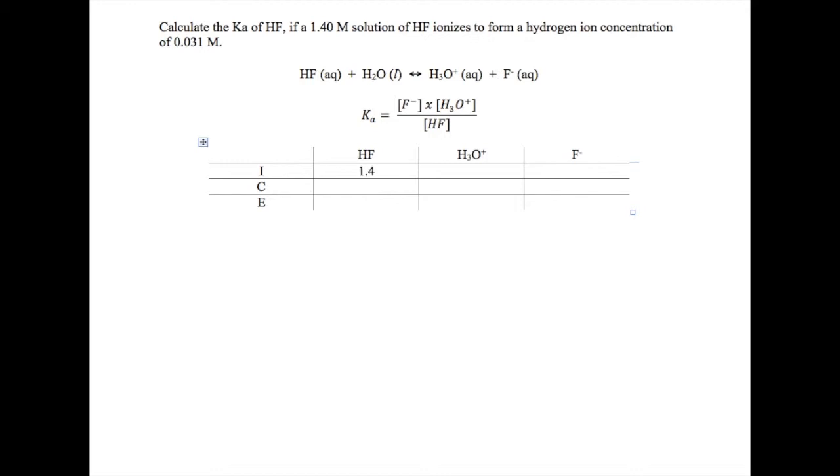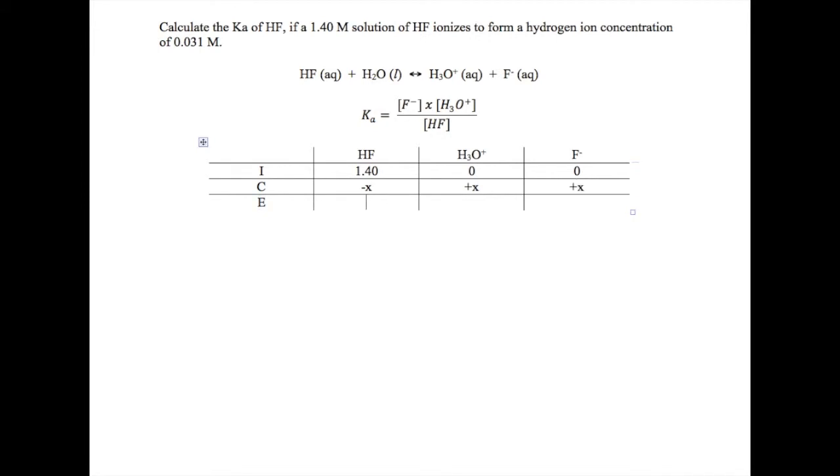The next thing we need to do is develop an ice chart. The ICE stands for Initial, Change, and Equilibrium. We must determine the values of the initial concentration for the weak acid, for the hydronium ions, and for the conjugate base. Notice that we do not need the concentration of the water, and that's because it is a liquid and does not appear in the Ka expression.